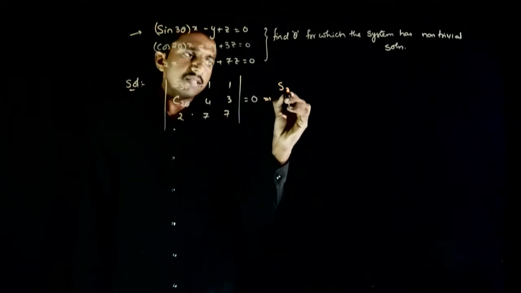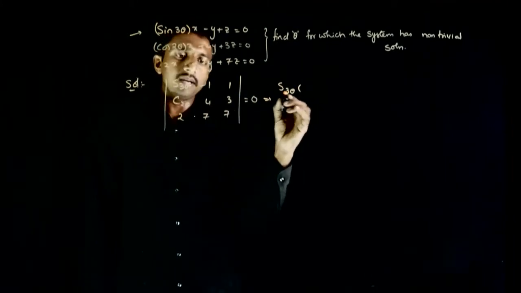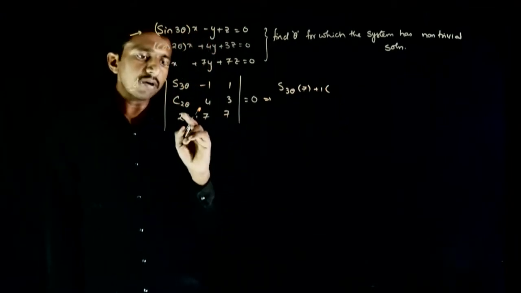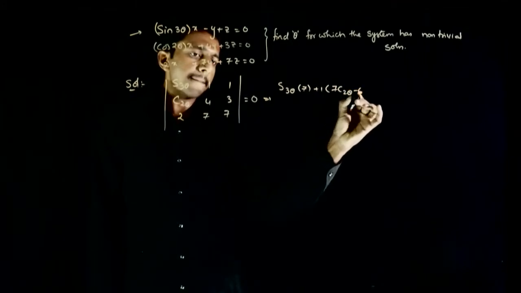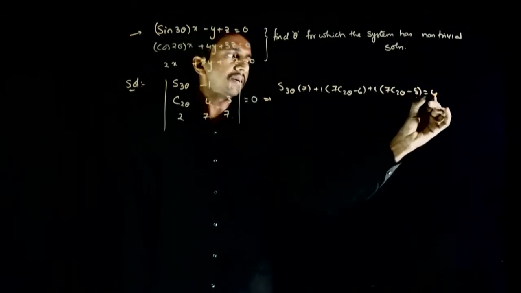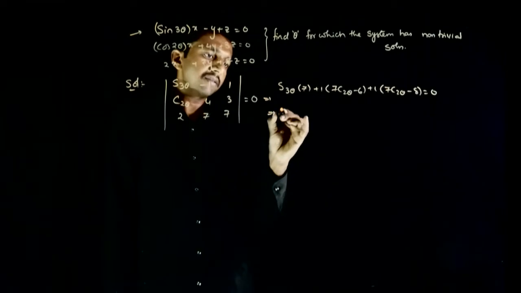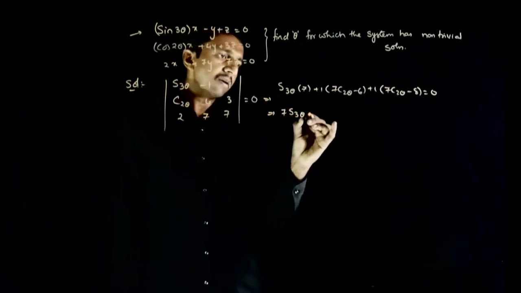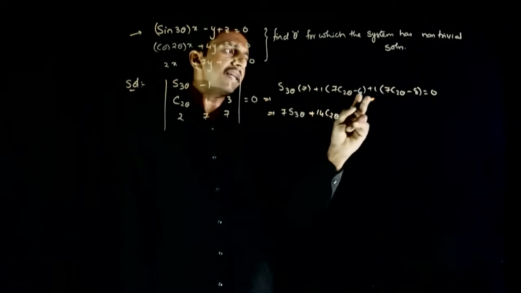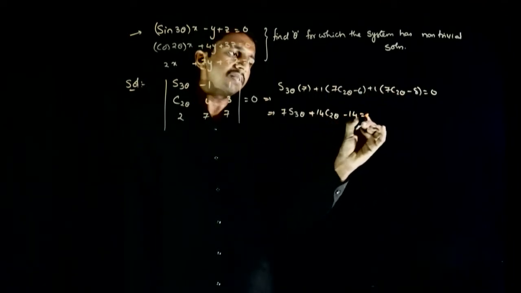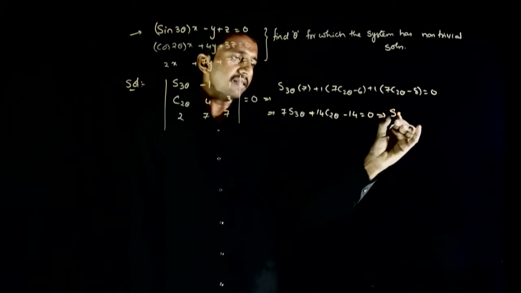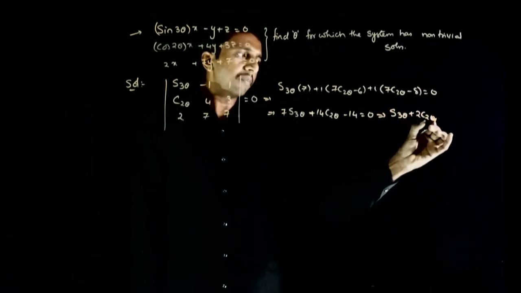So, this implies sin 3 theta into (28 minus 21), 28 minus 21 is 7, plus 1 into determinant expand kar raha, (7 cos 2 theta minus 6), plus 1 into (7 cos 2 theta minus 8) is equal to 0. So this implies 7 sin 3 theta plus 7 cos 2 theta and 7 cos 2 theta, 14 cos 2 theta minus 6 minus 8, minus 14 is equal to 0. So, aap dekh sakte 7 cancel ho jayega. This implies sin 3 theta plus 2 cos 2 theta minus 2 is equal to 0.